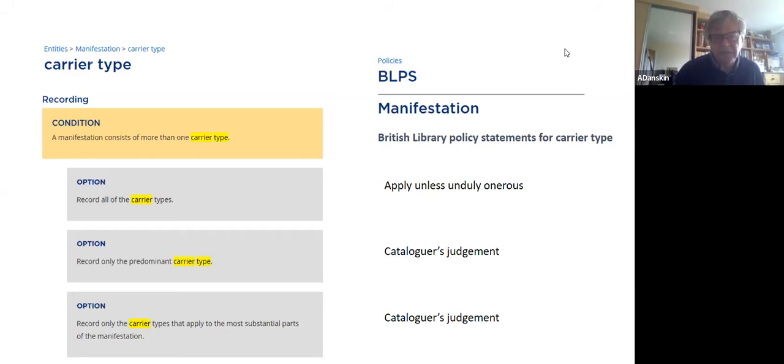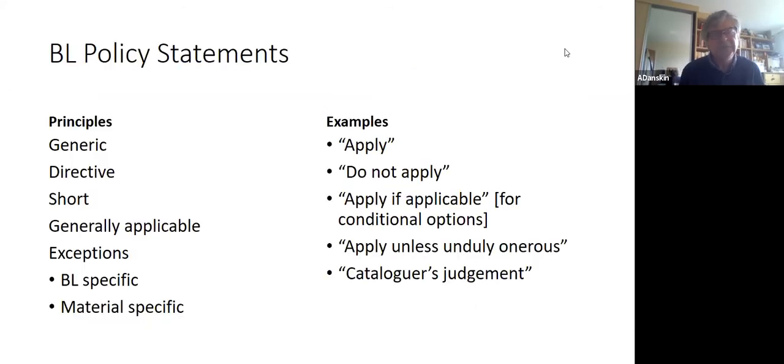So when we were designing our policy statements, we set some principles out. We wanted them to be as generic as possible so that we can reuse the same text over and over again in different places. That makes it much easier. We wanted them to be directive, tell people what they've got to do. We wanted them to be pithy and short so that people didn't have to read a great deal. And we wanted, as far as possible, to be generally applicable.